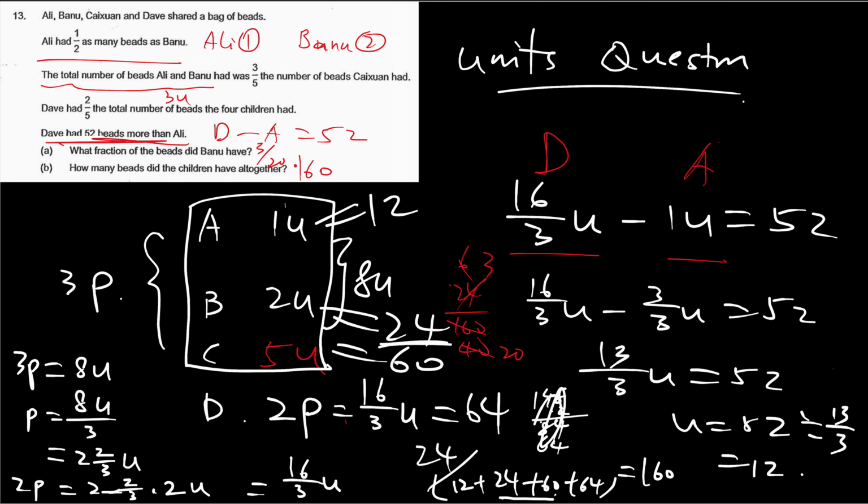So what I want you to focus on is for A, B, C, you already use U. And for Dave and the total, you cannot use U anymore. You can only use P. Once you have that, you will see that 3P is actually equal to 8U. Then you can find out 1P is how many U. Therefore 2P you can get in U. So everything in U, that's how you solve. So this is called the unit question.